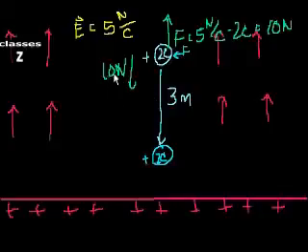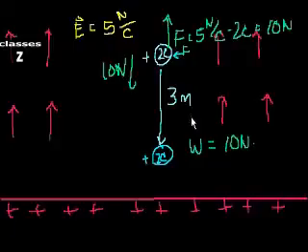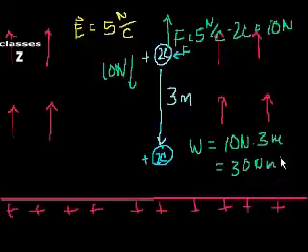So just for our purposes, you have a 10 newton force downward, and you apply that force for a distance of 3 meters. The work that you put in to take this 2 coulomb charge from here to here is going to be equal to 10 newtons, that's the force, times 3 meters. So the work is going to equal 30 newton meters, which is equal to 30 joules. Right? A joule is just a newton meter.